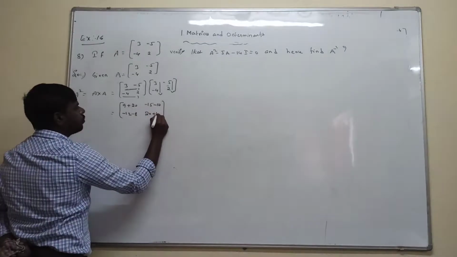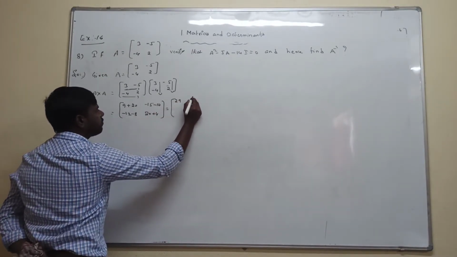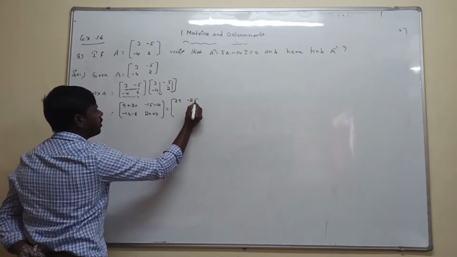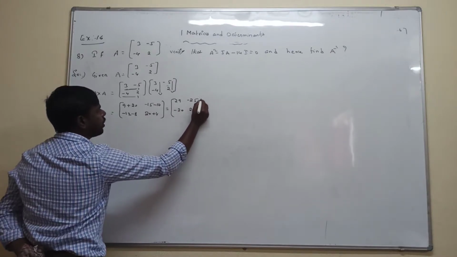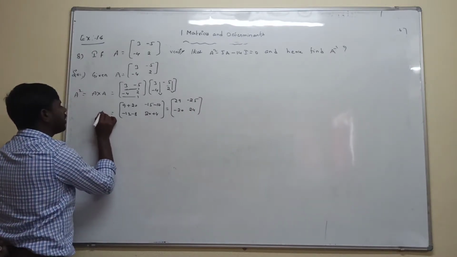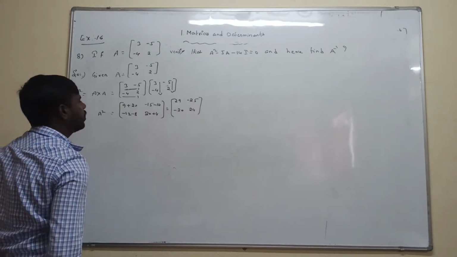Plus 2 into 2. This gives 9 plus 20, 29. Minus 15 minus 10, that value is minus 25. Minus 4 minus 2, that value is minus 20. 20 plus 4 is 24. Now we got the A square matrix: 29, minus 25, minus 20, 24.